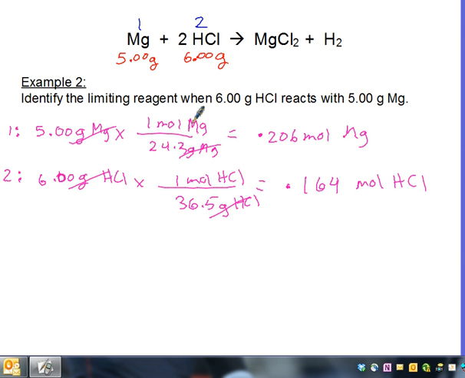Okay, so this is what is available to us. This is what we have. All right, so 0.206 and 0.164, that is what we have available to us for each of these. So this is what is available.